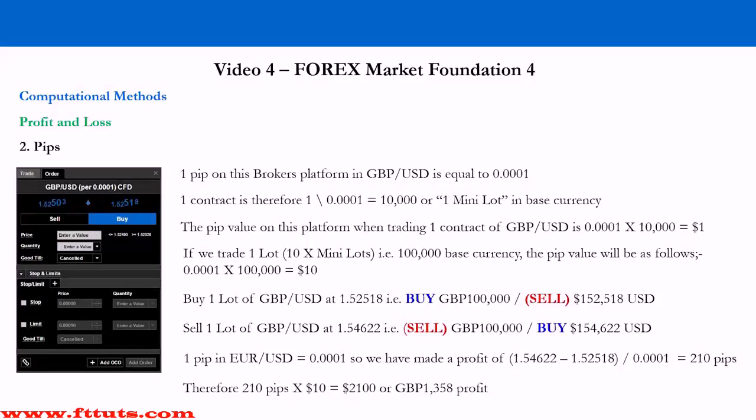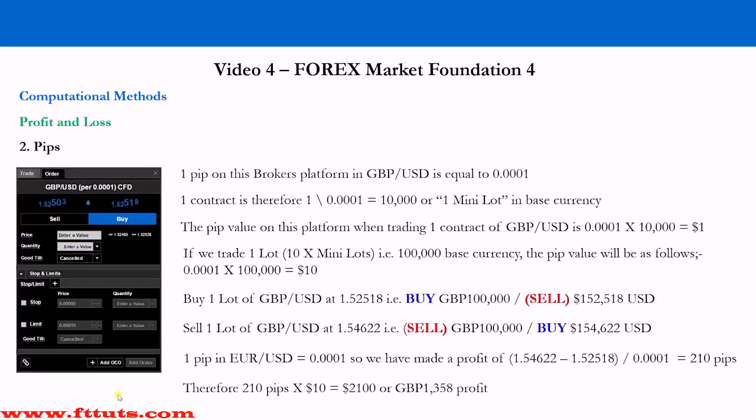We take 1 contract of sterling US dollar, 1 contract. The pip value is spot 0001 times 10,000, and that gives us a pip value in dollars of $1.